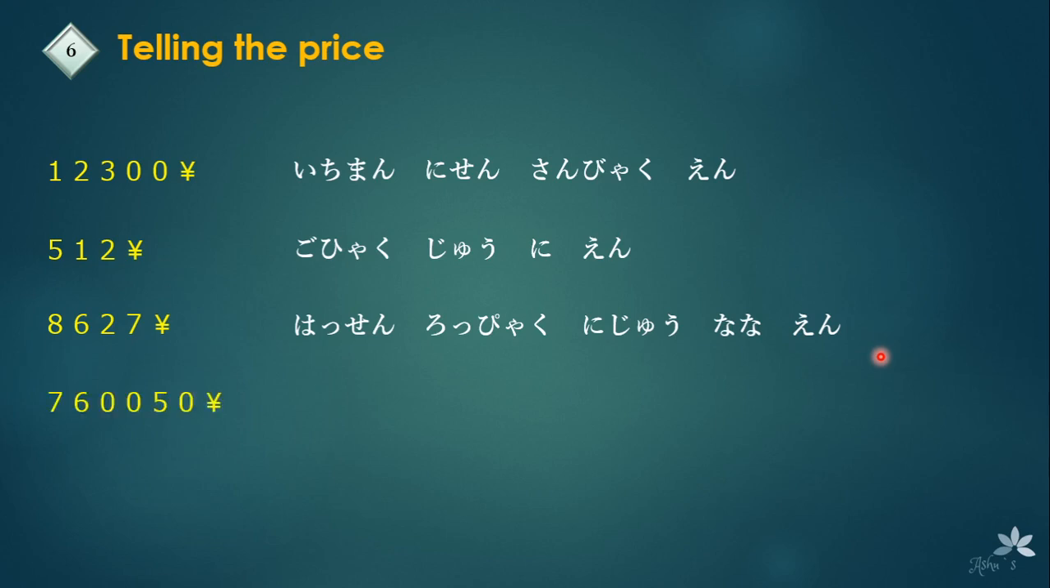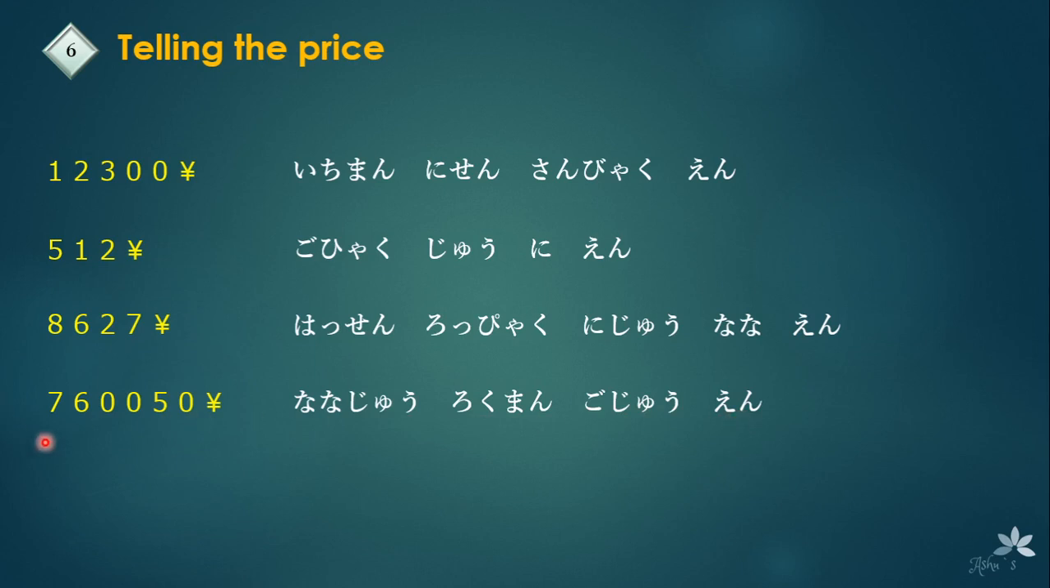Let's look into another example. Yes, 7,60,050 yen. Yes, here, see friends, take the 4 digits here. 1, 2, 3, 4. And whatever number is before that. Now here we have 76. So you will say it as 76 man. So it will be nanaju rokuman. Nanaju rokuman 50 yen.